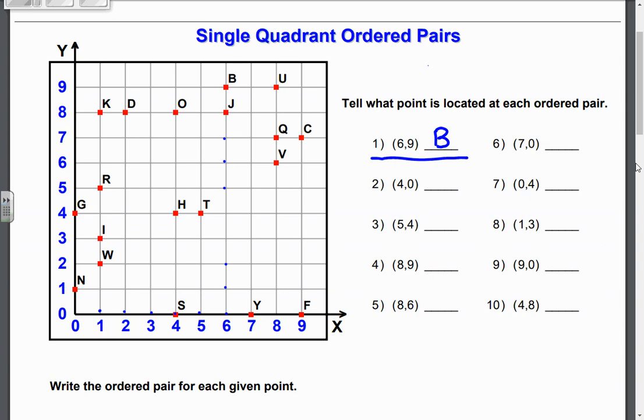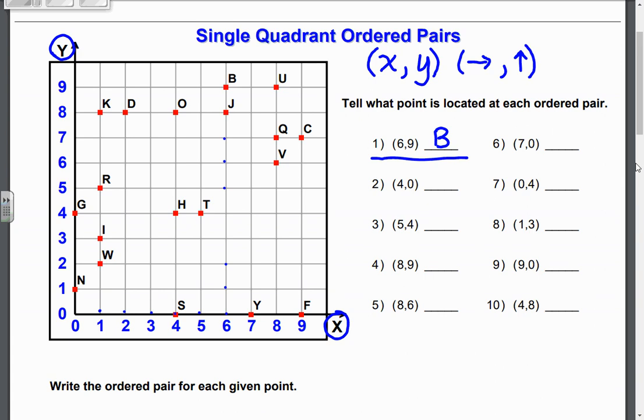Now the coordinates are always given in terms of what we call X and Y. And again, where did I get the X? I got it from the X-axis. And where did I get the Y? I got it from the Y-axis. An easy way to remember this is simple alphabetical order. So we're always going to look at it in X, Y order. So we're always going to go across first and then up second.